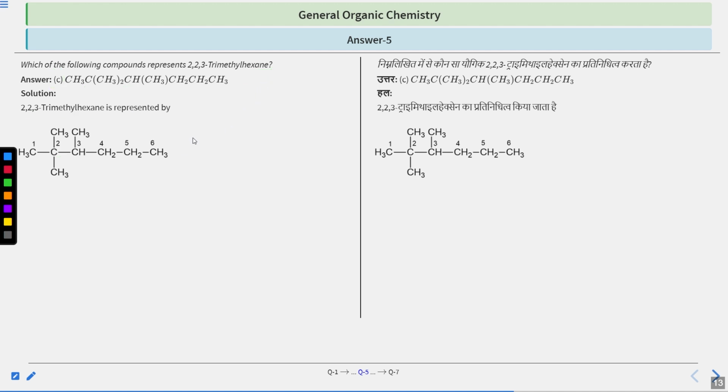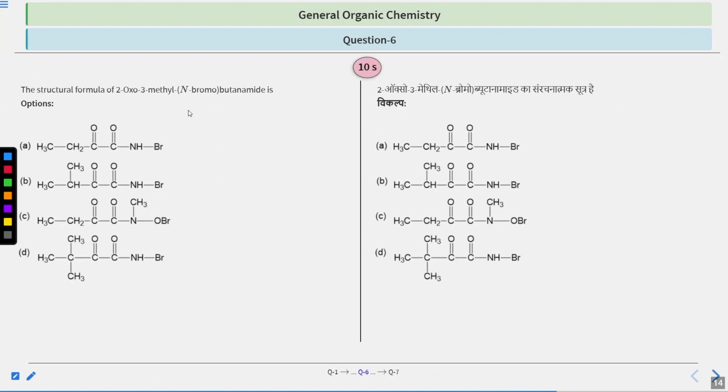Okay. Let's move to the next question. Question number 6. The structural formula of 2-oxo-3-methyl N-bromobutanamide is. Again, we have been given a name and we have to find out the structural formula of that particular name.